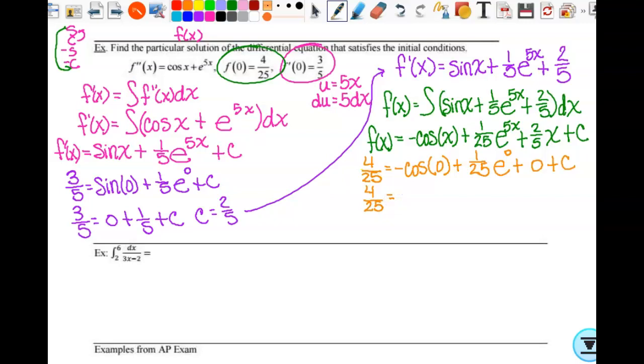What is cosine of 0? 1. And so negative cosine of 0 is -1. E to the 0 is 1, so that's plus 1/25 plus c. Okay. So then 4/25 equals, so that would be -25/25 plus what is going to be -24/25 plus c. So c equals 28/25.